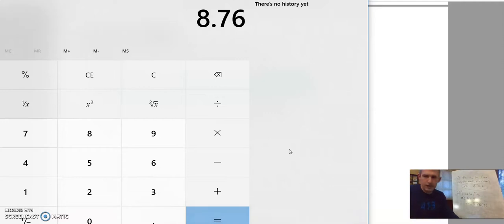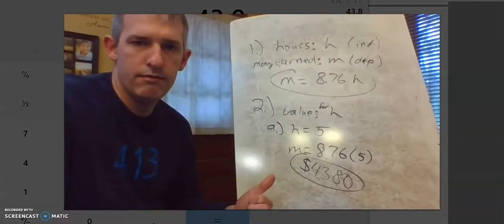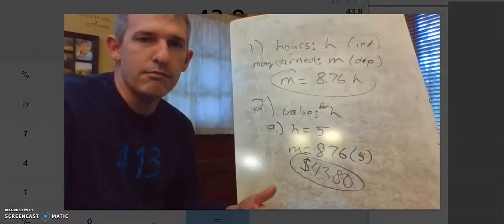876 times 5 would equal $43.80. Okay, that's how much she would earn if she worked 5 hours. Okay, not too bad. All right, so that's what we're looking at. Okay, B.